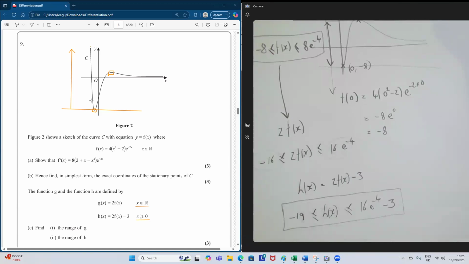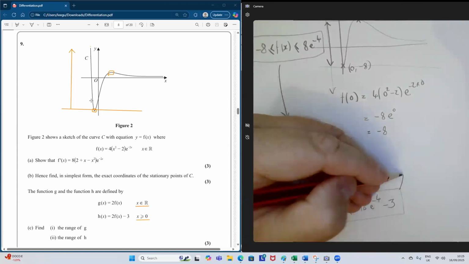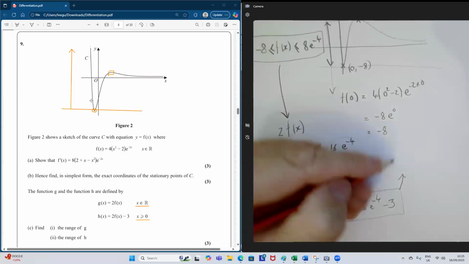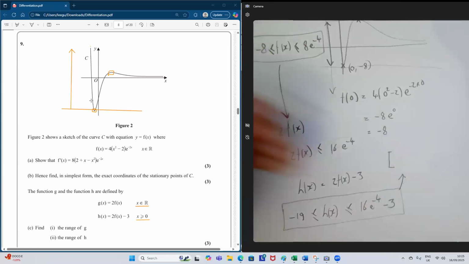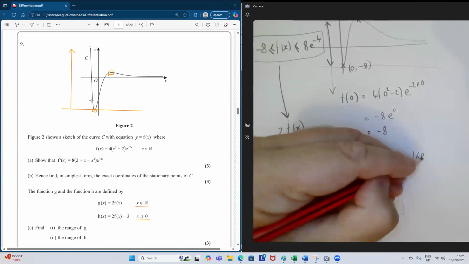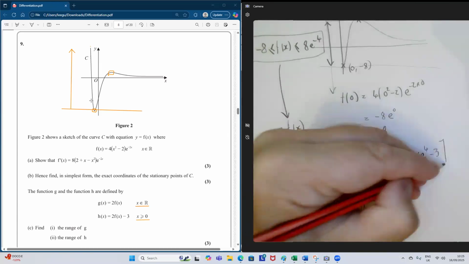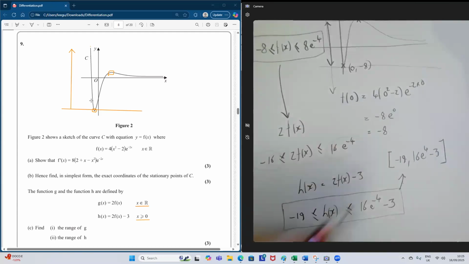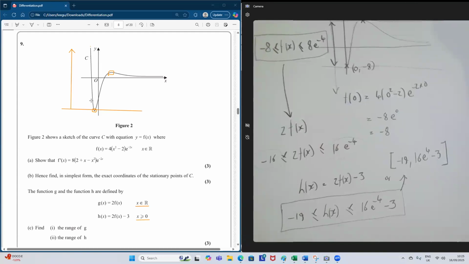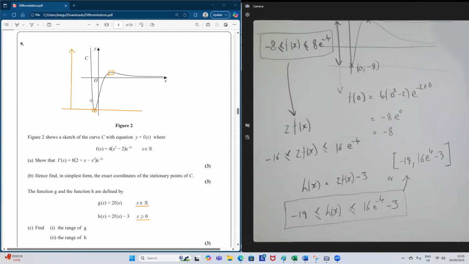Again, you could write that in different notation if you wish. For example, another way of writing that is we could use those square brackets and write -19 comma 16e⁻⁴ - 3 like that. That's just an alternative notation representing that, but you get the full marks for both of those. That was quite a nice question, that one, I think.